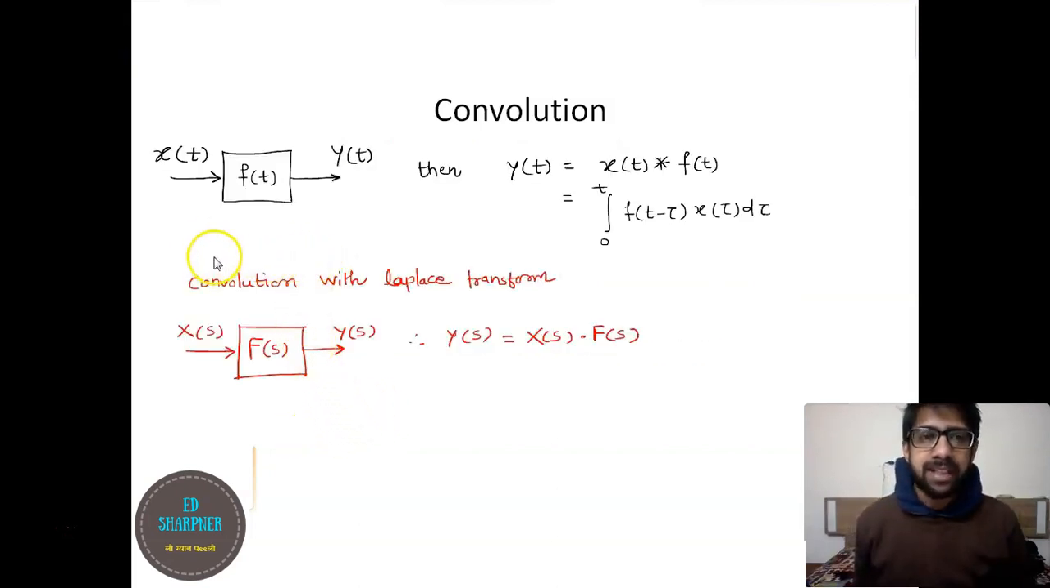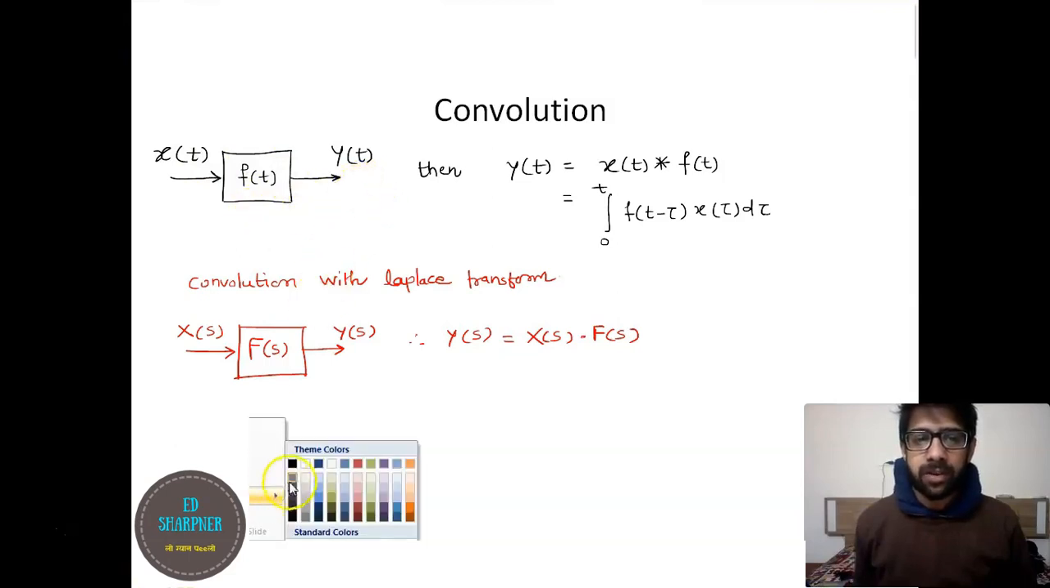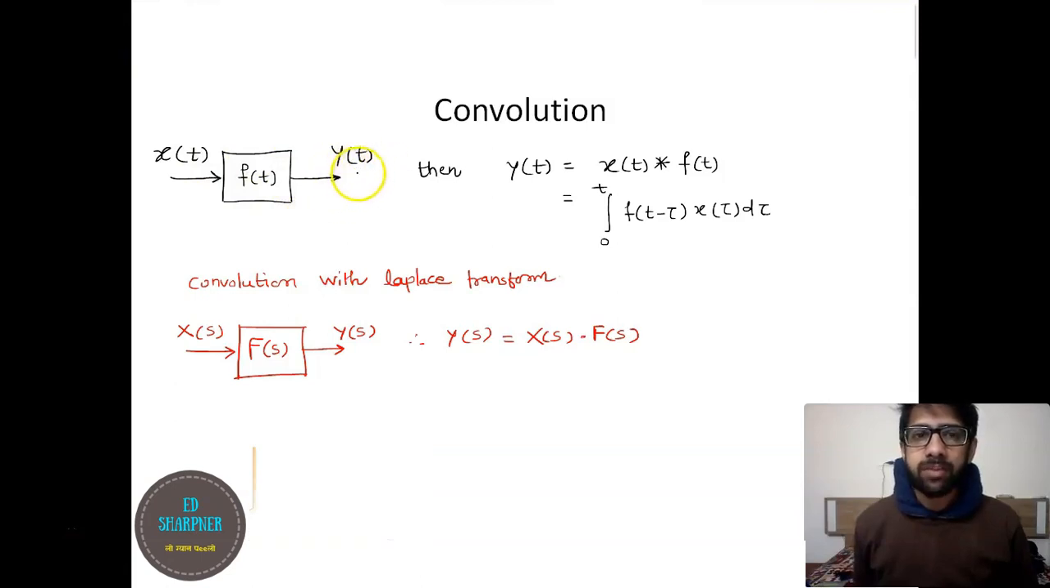So basically, as I described, you have x of t as an input here, f of t here is the system characteristic, and y of t is your output. Now you are going to get y of t as an output when you convolve x of t and f of t. And what is the formula for this convolution? It is y of t equals x of t convolution f of t. It's given by the integration from 0 to t of f of t minus tau into x of tau d tau. Remember, the variable here is tau.